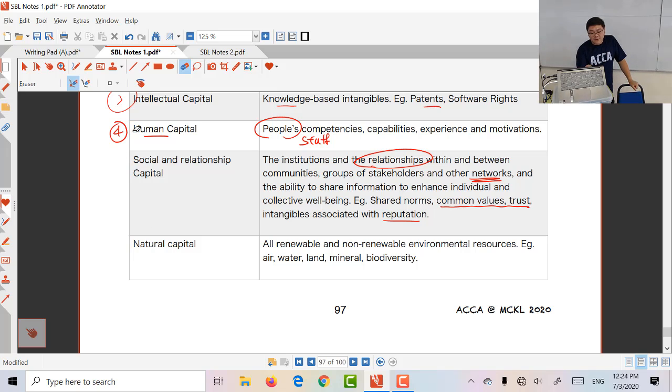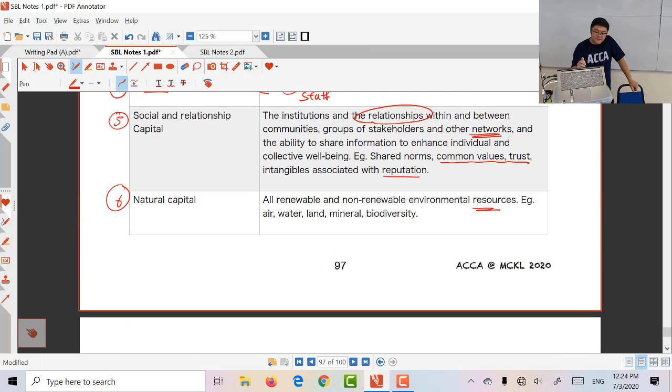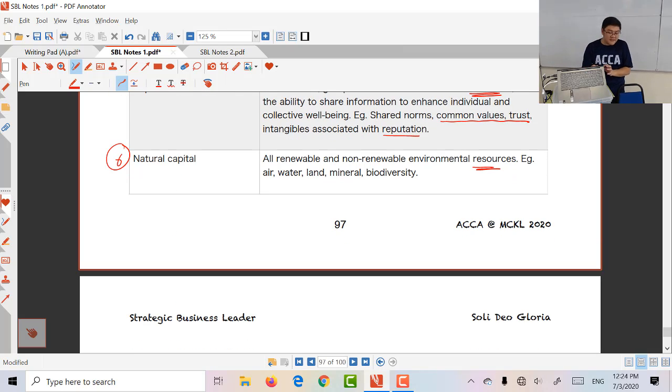Now, then we also look at natural capital. Now, natural capital are all the resources that you take. Whether it's renewable or non-renewable, like your water, your land, your mineral, all that. Okay, now, this is the thing we have to see.